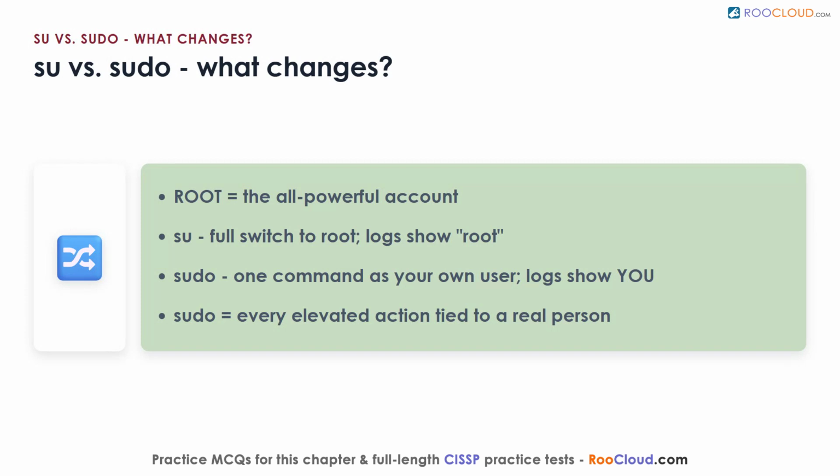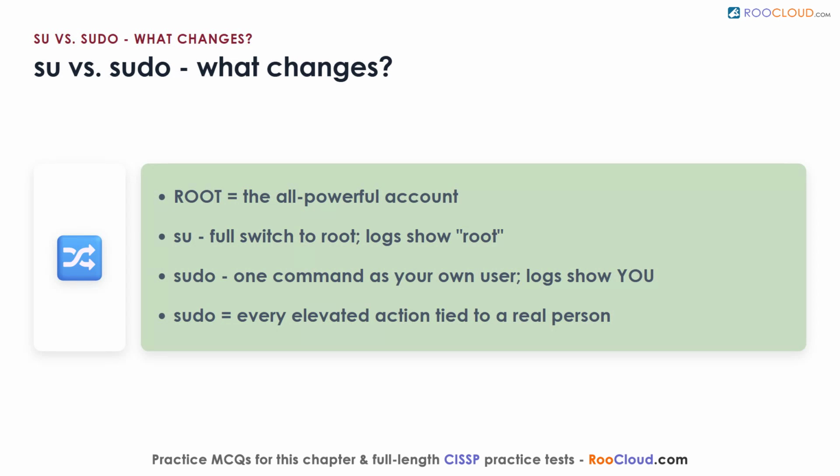On a common family of server systems, the all-powerful account is called root. The su command switches you fully into that root account after you enter the root password. And from that point, the logs record activity as root, not as you. The sudo command works differently. It lets an approved user run a single command with elevated power using their own credentials, and the logs record it under their own name.